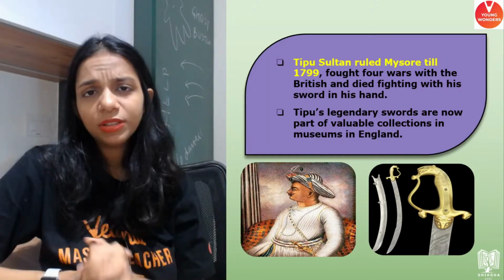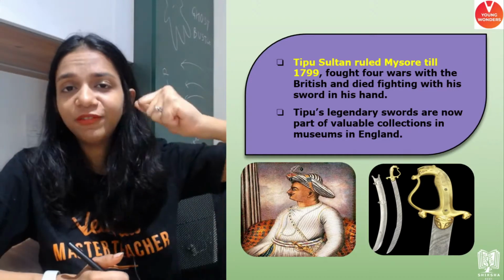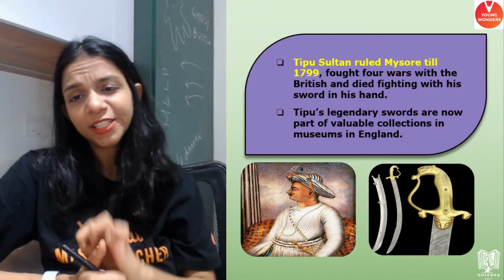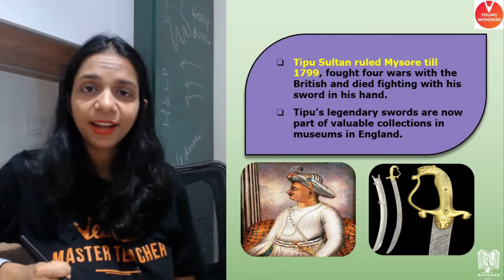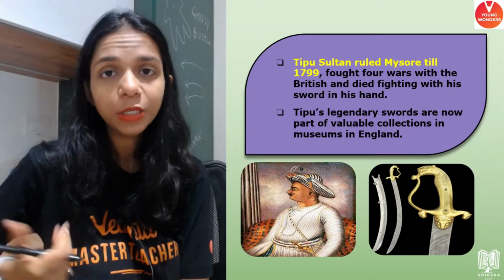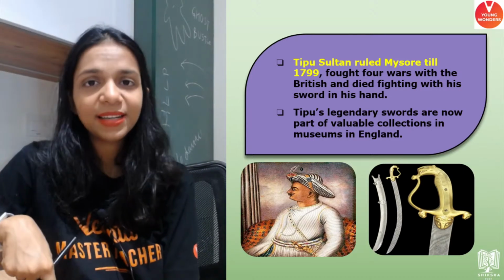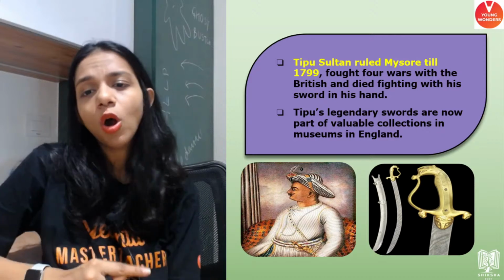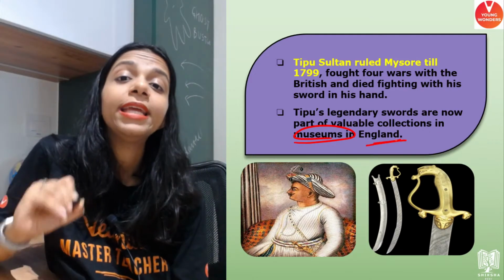Now, when he lost the war, he in his hand had the sword, from which he was using to fight. That sword was so special that the Britishers pried that sword from his hand when he died on the battlefield and took it back to their museum. Even today, when India is now an independent country, when we are no longer being ruled by the Britishers, this sword is amongst the valuable collections in the museums in England.